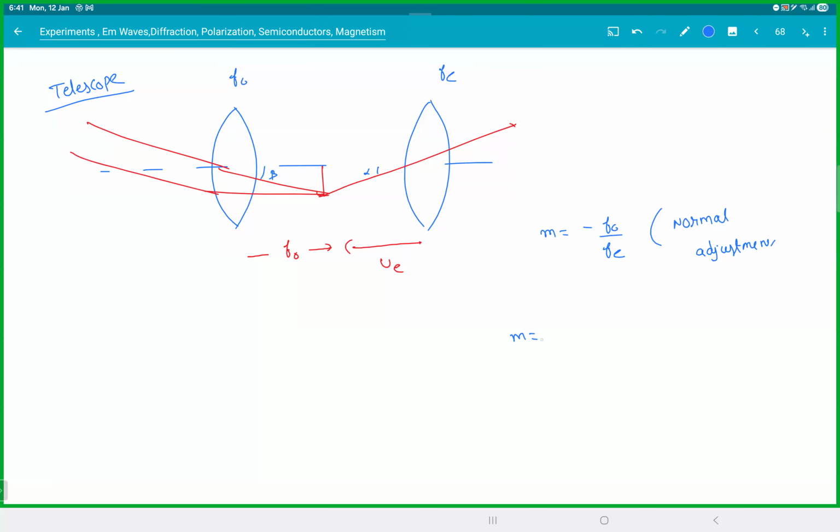The other case would be F naught by FE into 1 plus FE by capital D. This is for the near point. There, these are all the main formulas. You should definitely check out the notes in case you forgot.